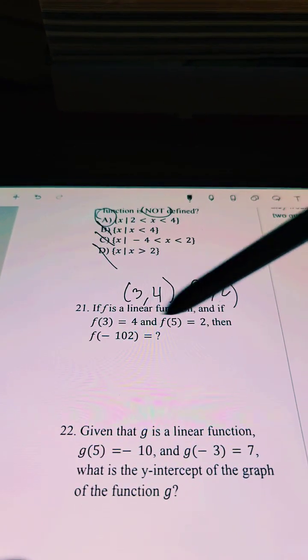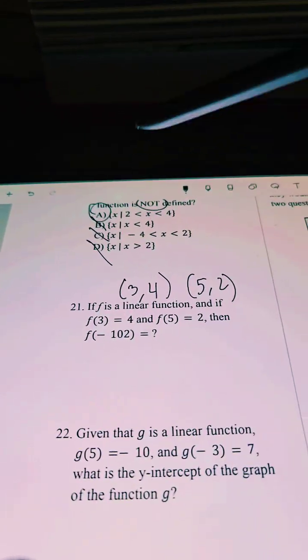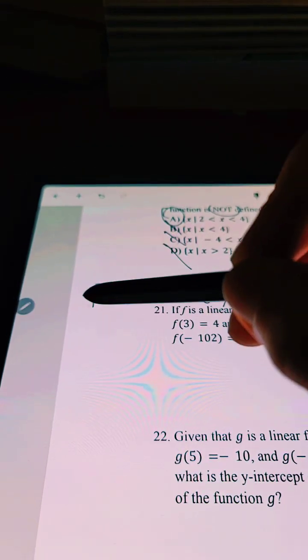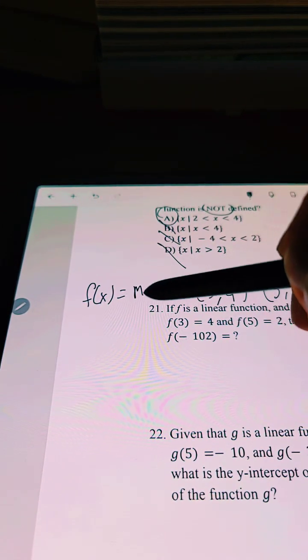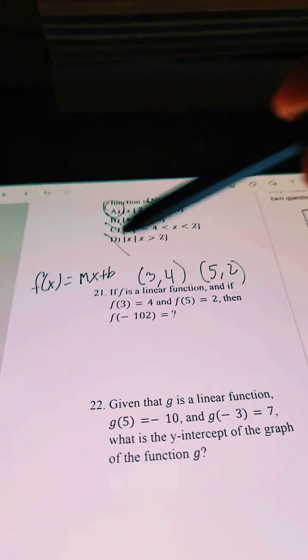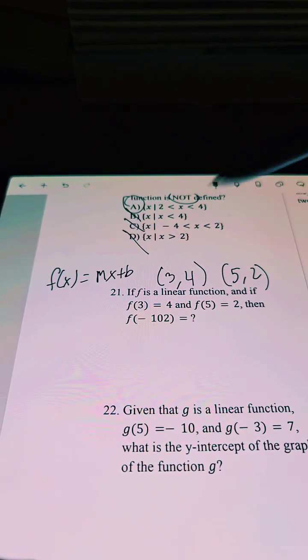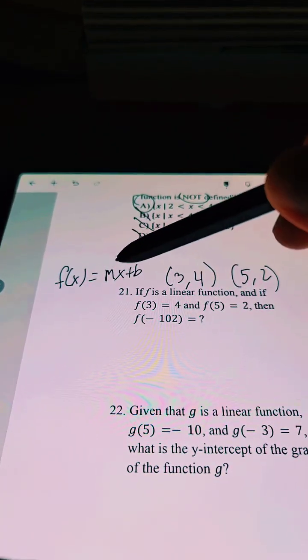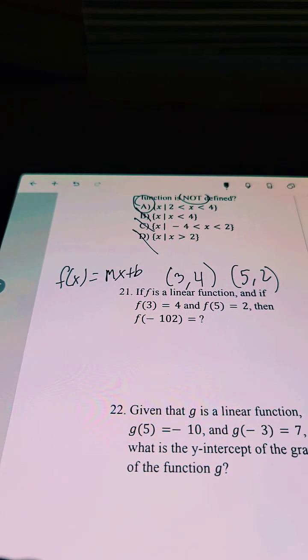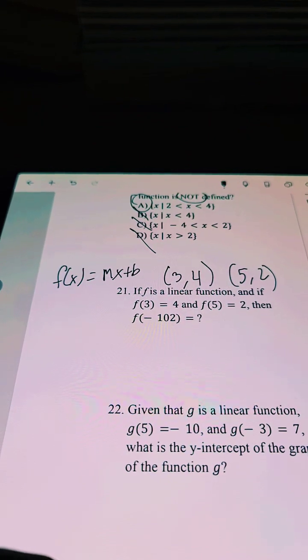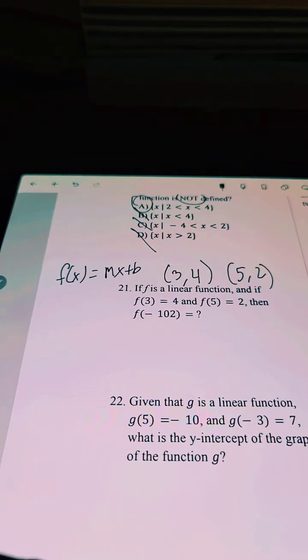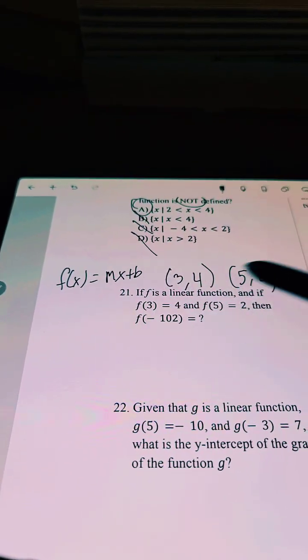So if we have 2 points and they tell us it's a linear function, remember linear function, if we're just thinking in terms of f of x instead of y, to be technically correct, y is equal to mx plus b, or f of x is equal to mx plus b. We just need to figure out what is m and what is b, and then we have an equation that we can plug negative 102 in for x to solve for f of negative 102. I know that's a whole jumbled up mess. You're going to see in a second what I mean.